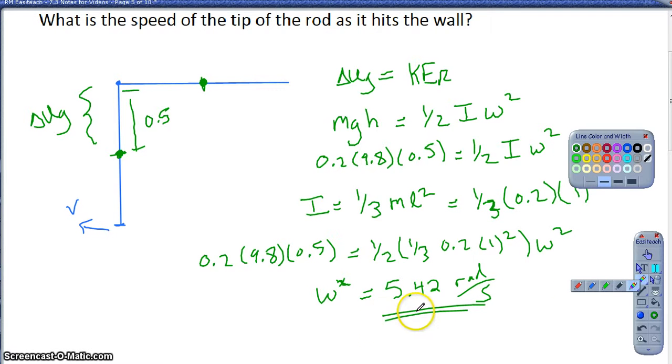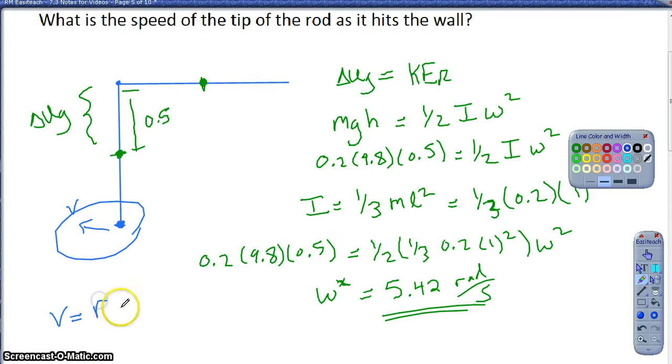So it is both my final angular velocity and my final linear velocity in this particular case, because if I want to find the linear velocity of a point down here, we know the linear velocity is related to the radius times the angular velocity, and I know that the radius all the way down to the tip of the rod would be the full length of the rod, which in this case is 1. So it's going to be 1 times 5.42, and we can obviously use our 1 rule here, right, and get that my linear velocity is also 5.42 meters per second.